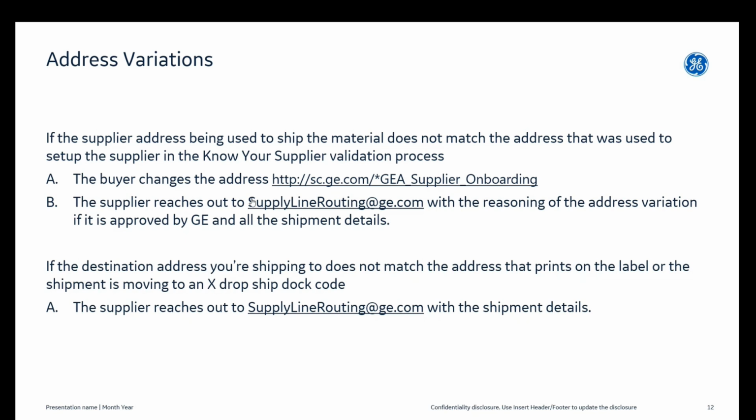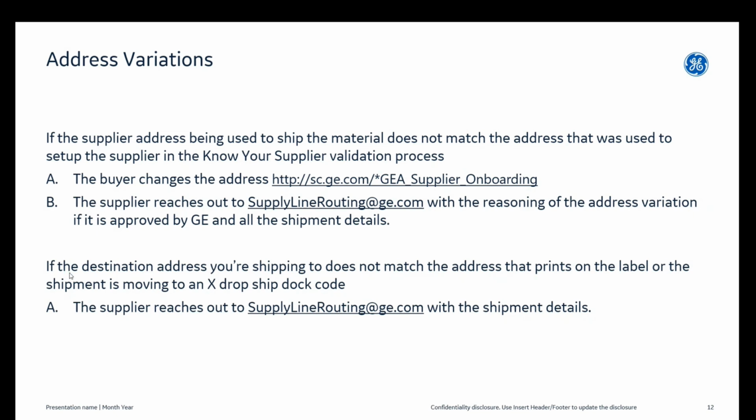If for whatever reason, through normal process, you're creating ASNs and something happens and you have a label that pops out with the incorrect address, or you need help, reach out to us at SupplyLineRouting@ge.com. Let us know what is going on, what the address shows and what it needs to show, and we can go ahead and correct that. We can get you a new shipping label with the correct addresses. We can help on that front.